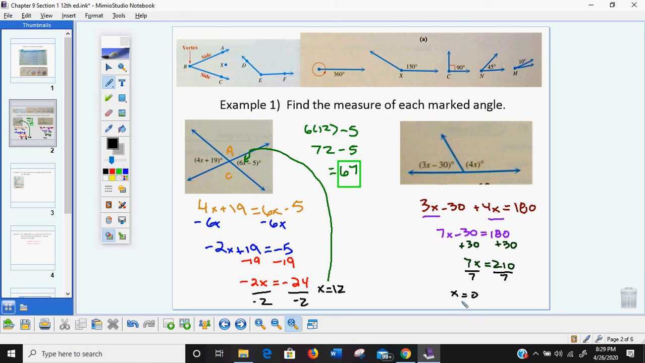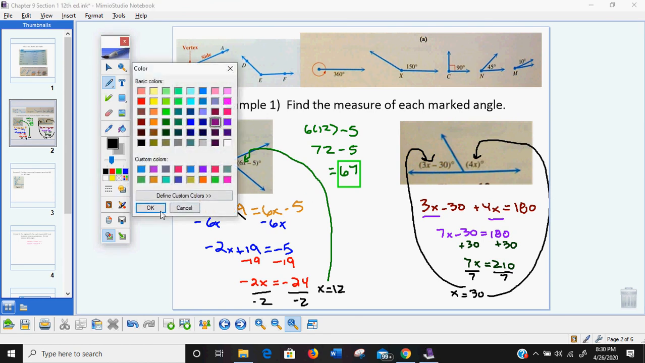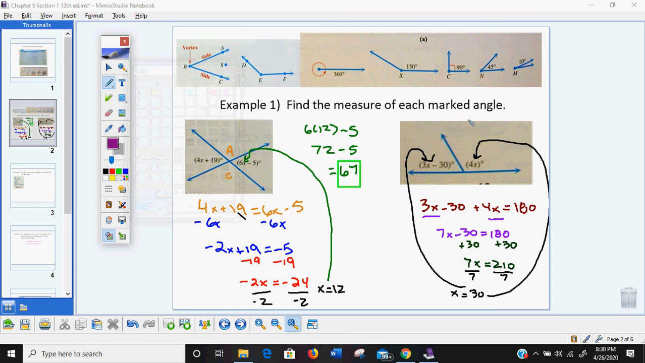Now this time, we have to plug it back in on both sides up there because they're not equal. So we're going to take that 30 and plug it back in here, and take the 30 and plug it back in over here. Now 4 times 30 is 120. So this angle is 120.